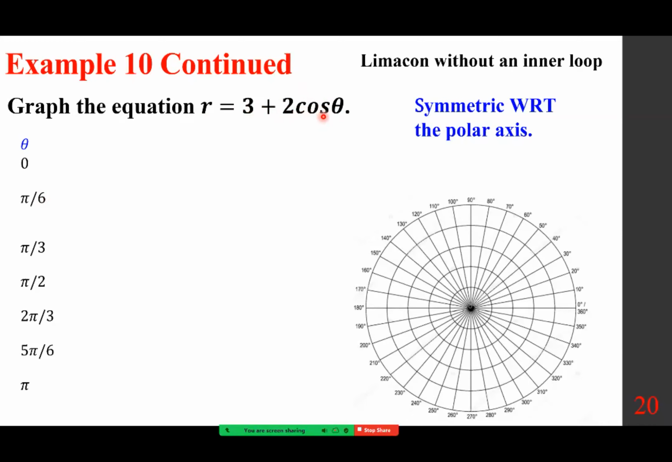Pi over 3 gives me 1/2. 2 times 1/2 is 1, and 3 is 4. Pi over 2 gives me 0 here, so just 3. 2 pi over 3 is the same as pi over 3, but negative. So 2 times negative 1/2 makes it negative 1, and 3 is positive 2. 5 pi over 6 is the same as pi over 6, but negative. So 3 plus 2 times negative square root of 3 over 2, or 3 minus square root of 3. And of course, pi gives you negative 1, 2 times negative 1, with 3 is positive 1.